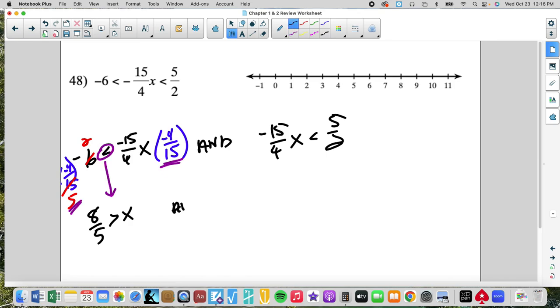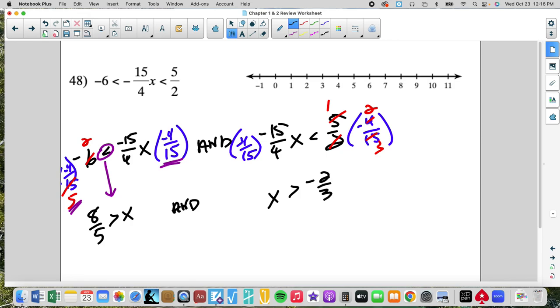This is an and statement. We're going to multiply by negative 4/15. Negative 4/15. These cancel. 2, 3. That's going to be x is greater than negative 2/3.